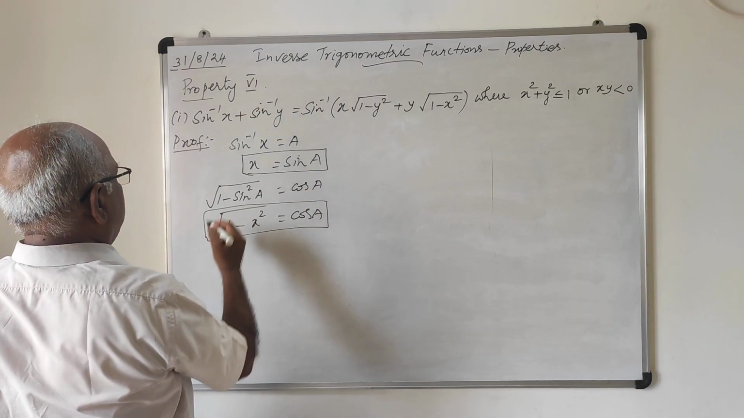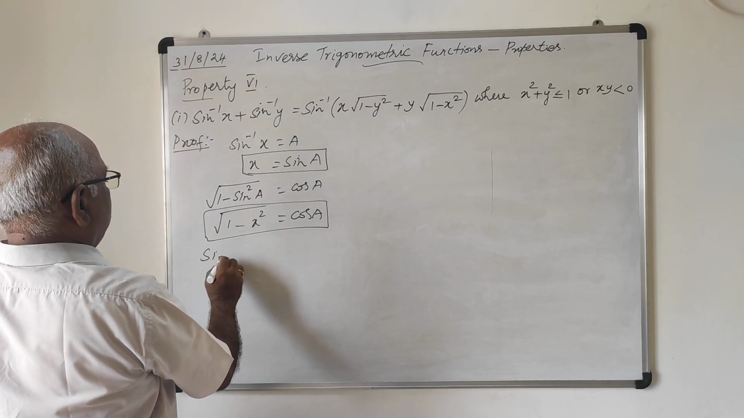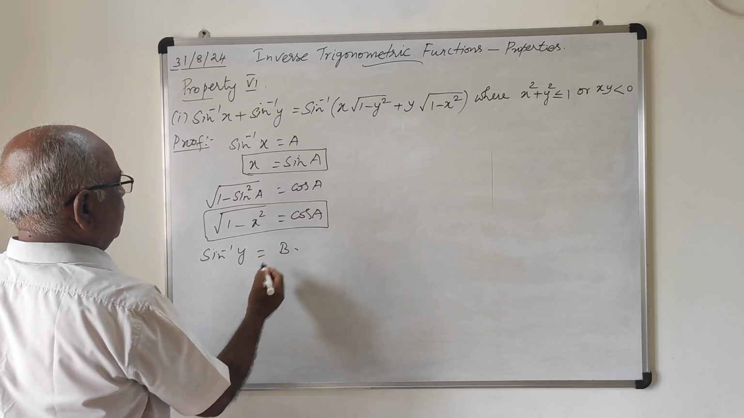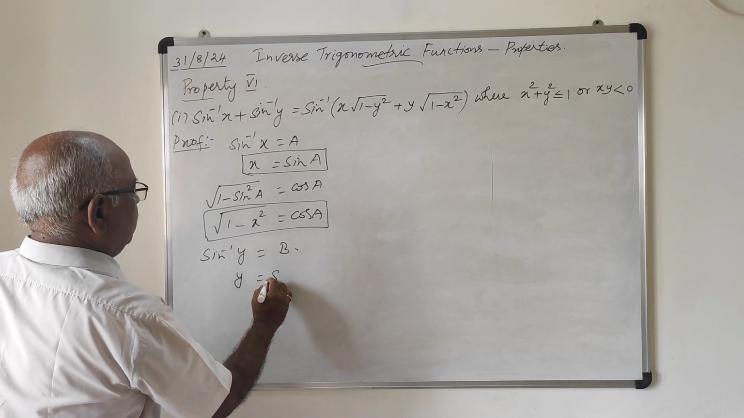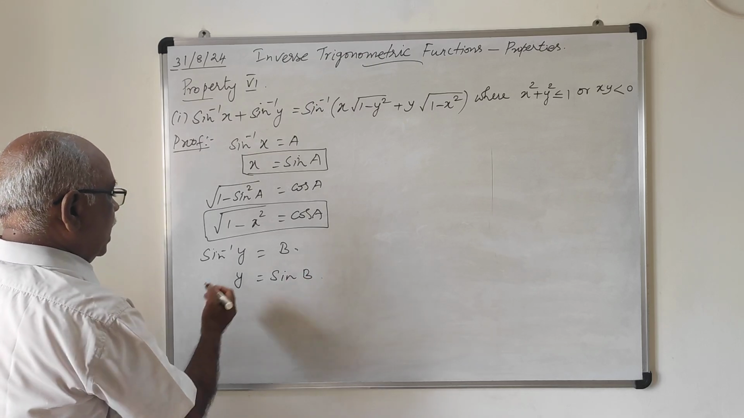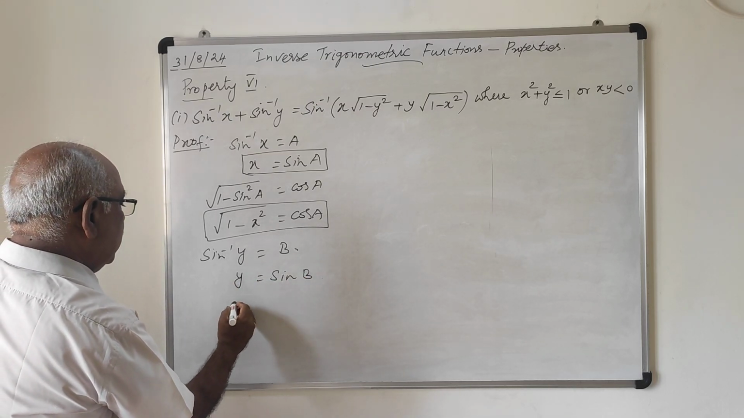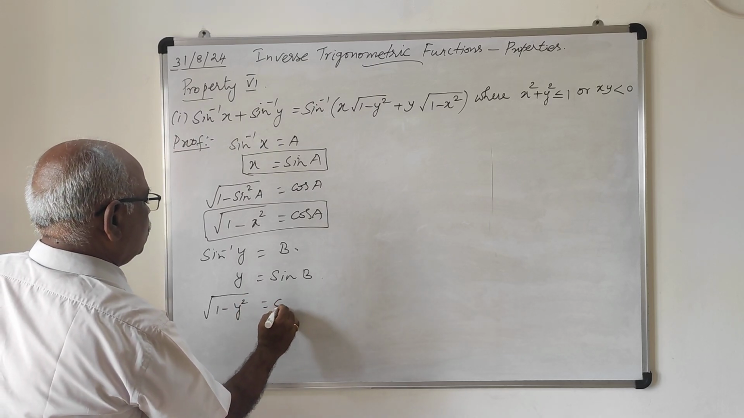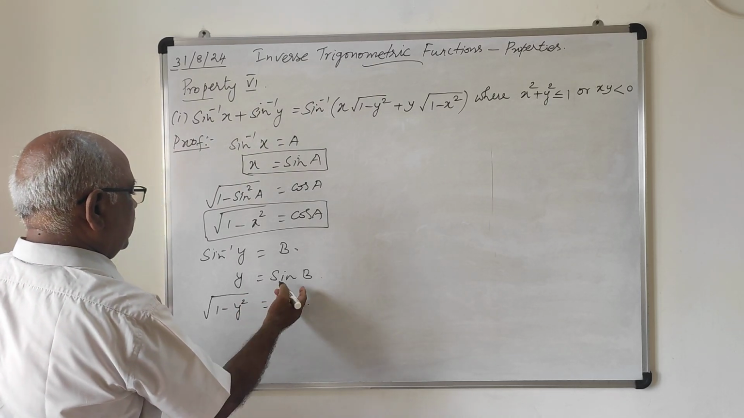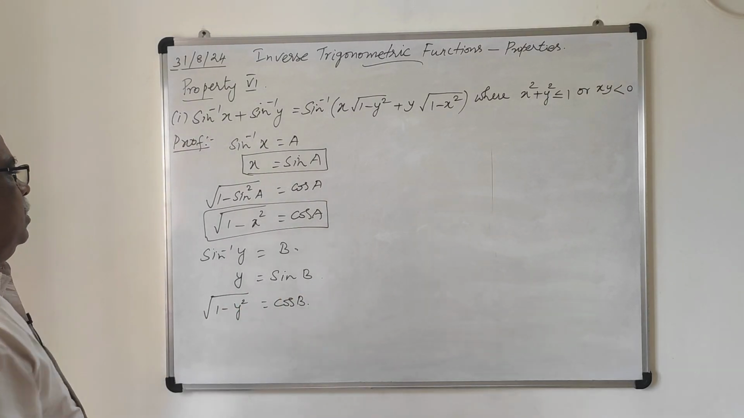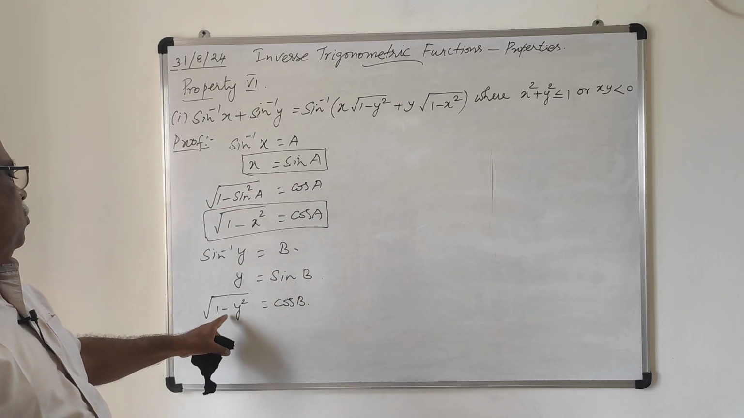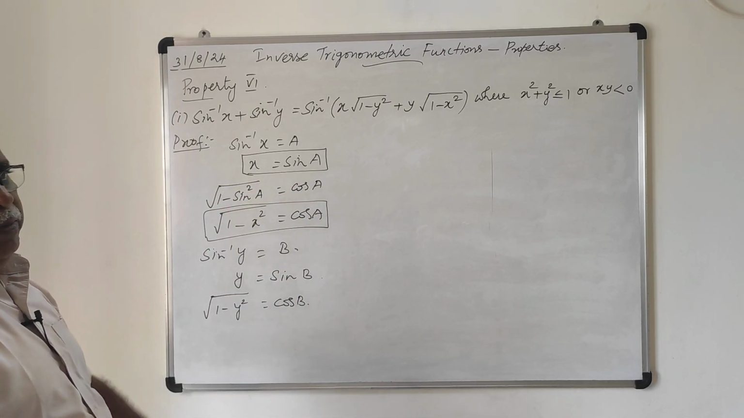Similarly, we will consider sin inverse of y as b. From this, y equals sin b and root of 1 minus y square equals cos b, because root of 1 minus sin square b is cos b. So root of 1 minus y square is cos b, because sin b is y.